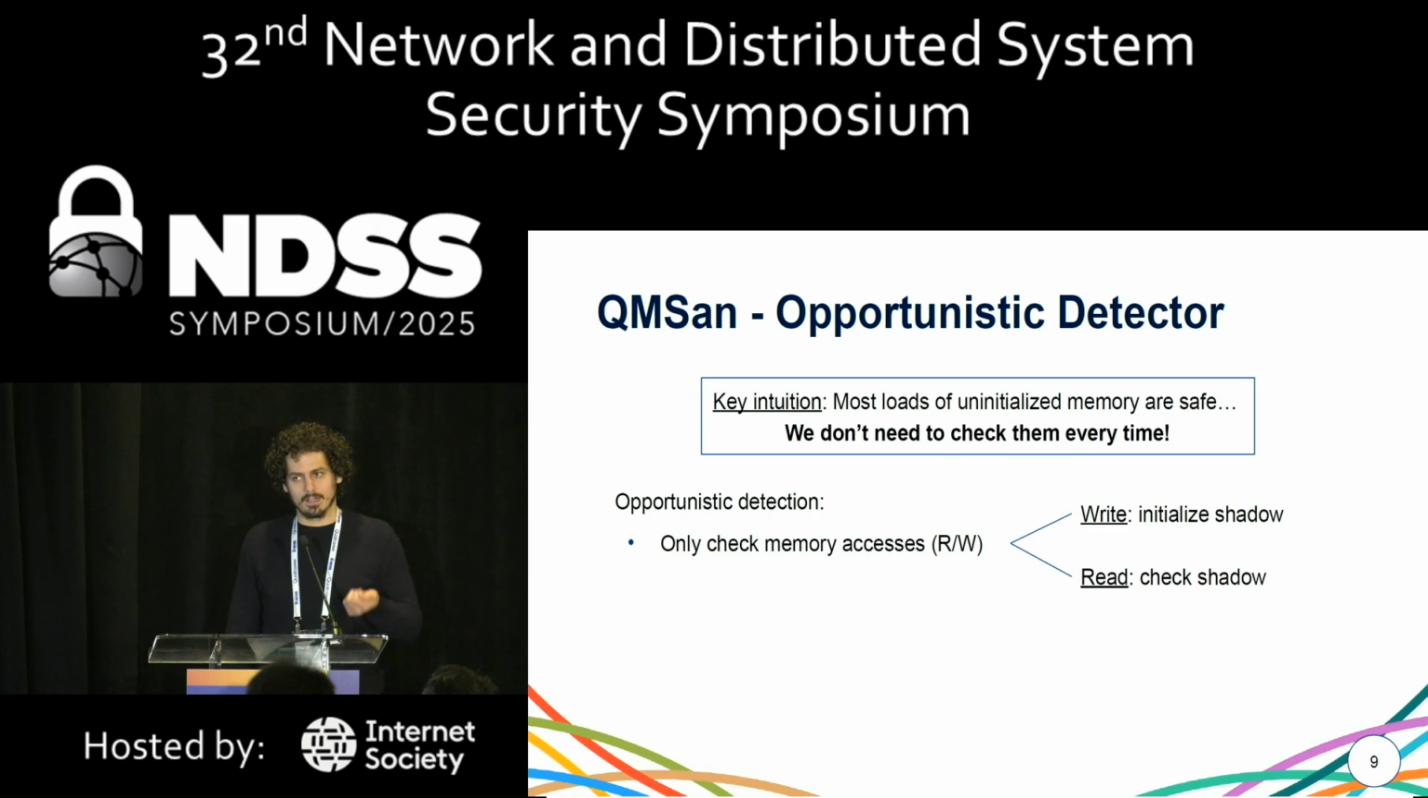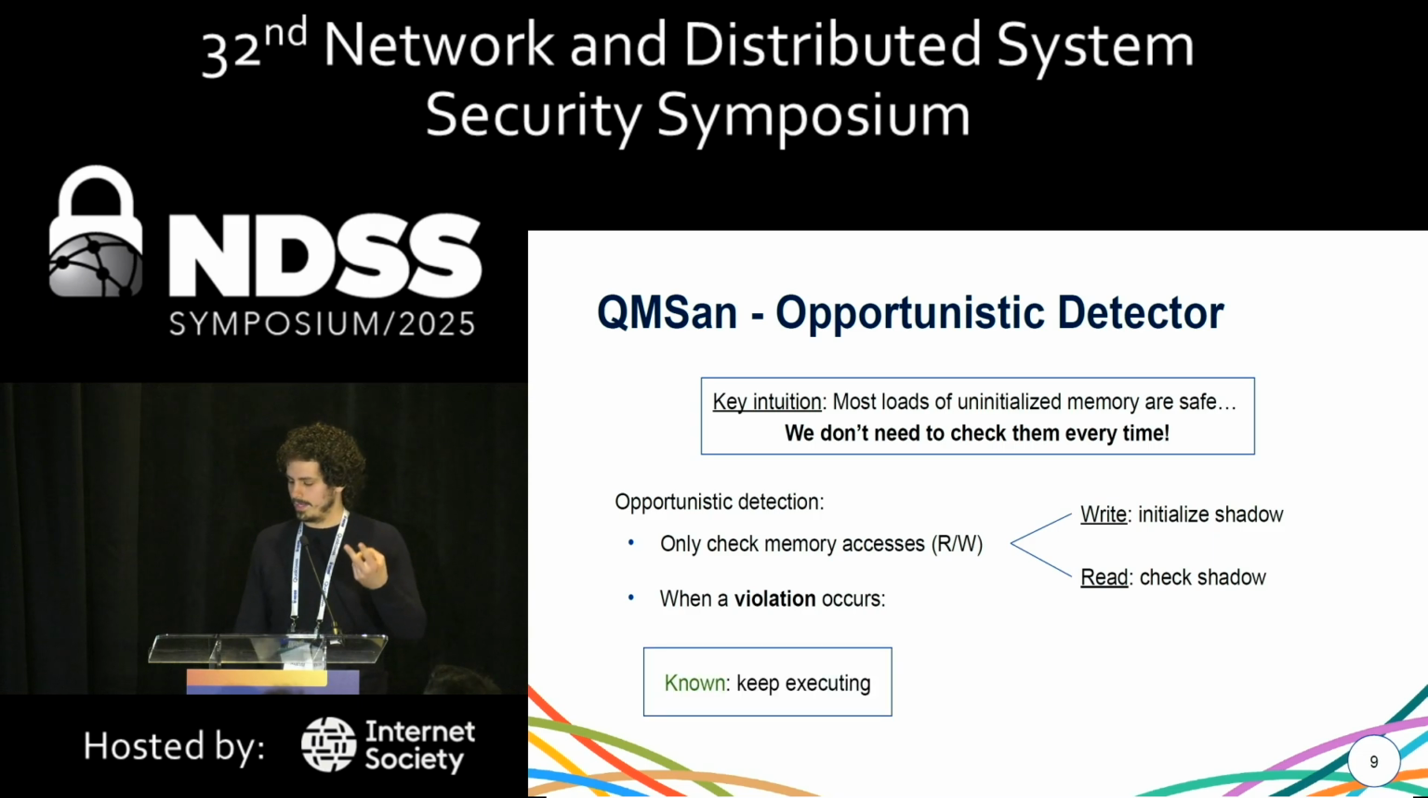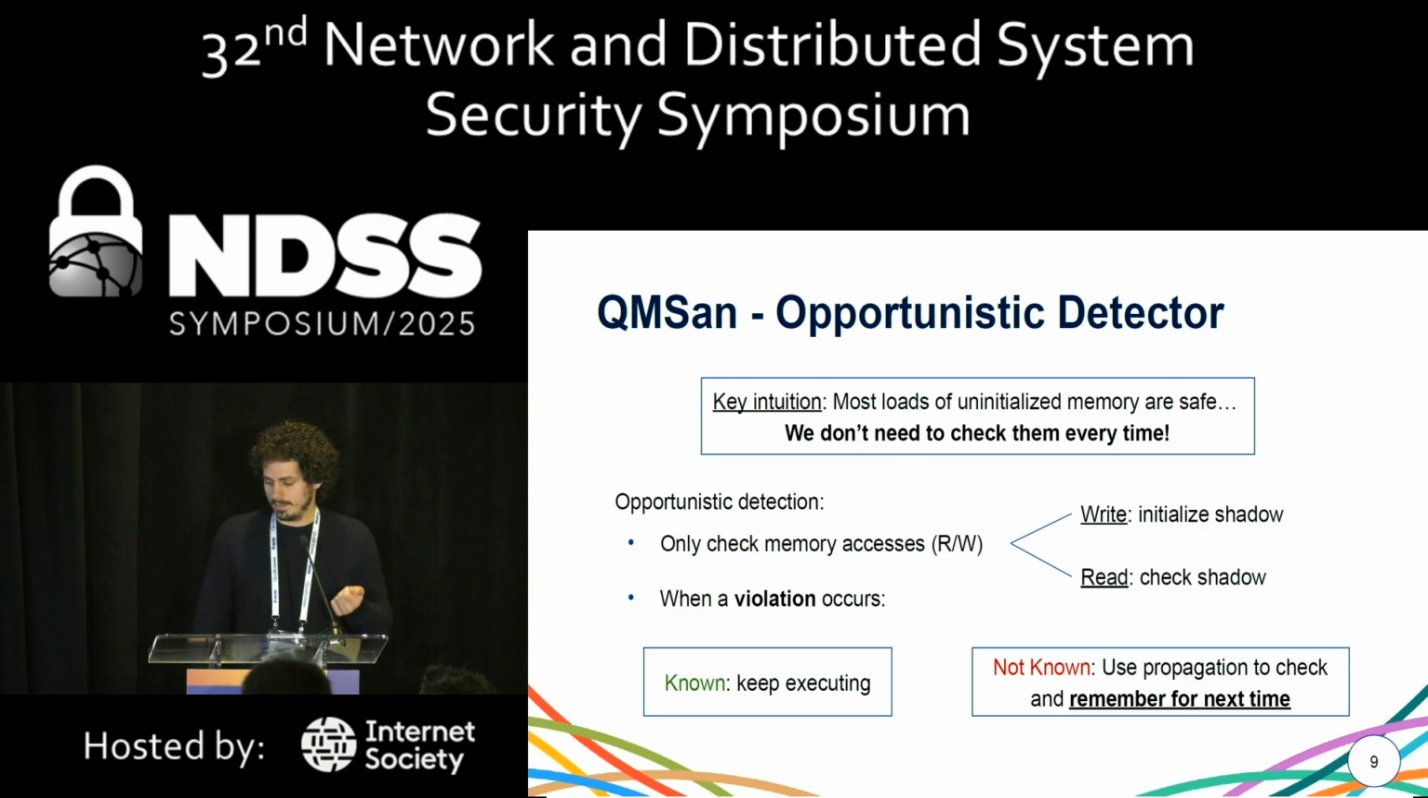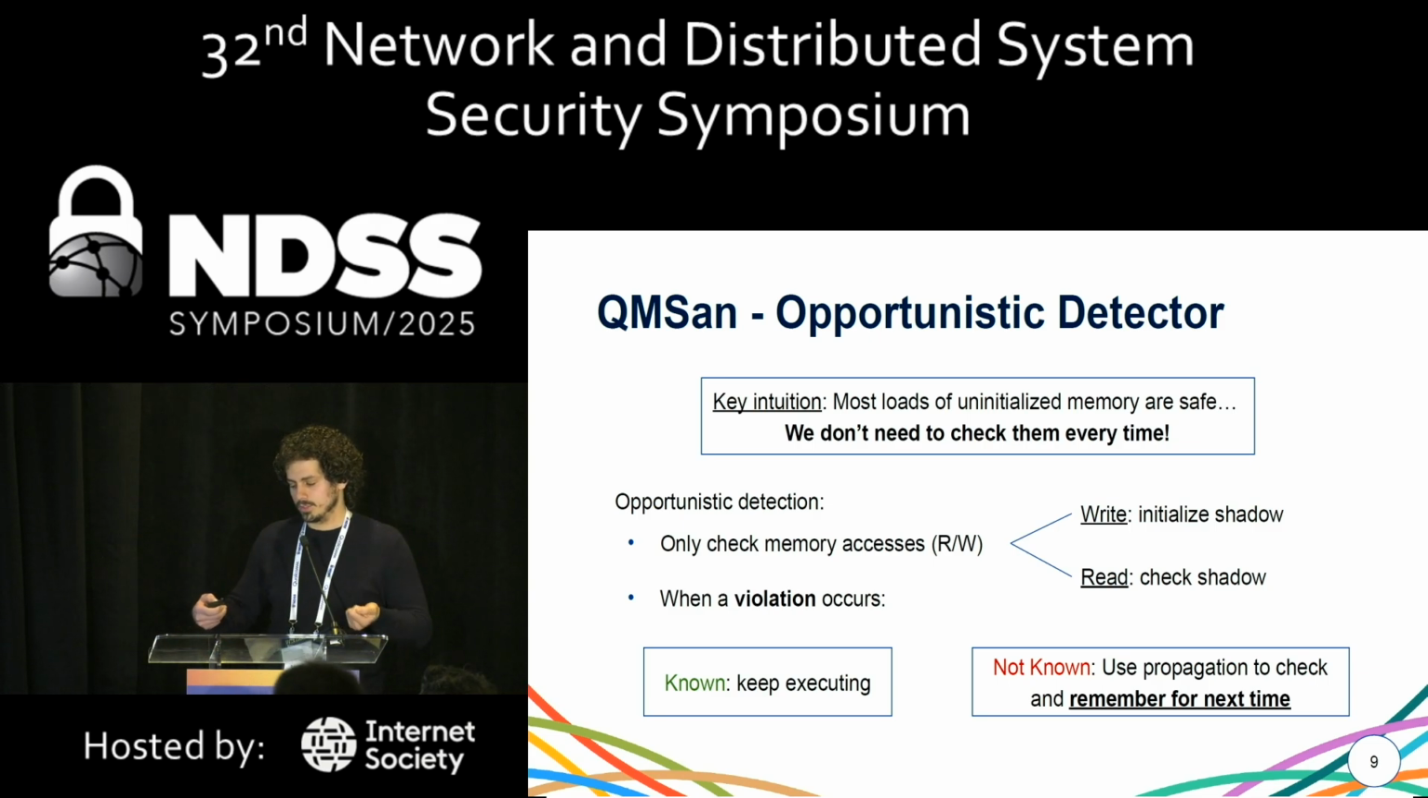Otherwise, if we are loading uninitialized memory, we have a violation. And when a violation occurs, we can have two cases. The first one is that the violation is known, so we can keep executing. We have already checked that violation, no need to perform any other action. Otherwise, that violation is not known, and we need to use propagation to check it, but we will remember it for next time, so that next time we won't pay the extra cost.